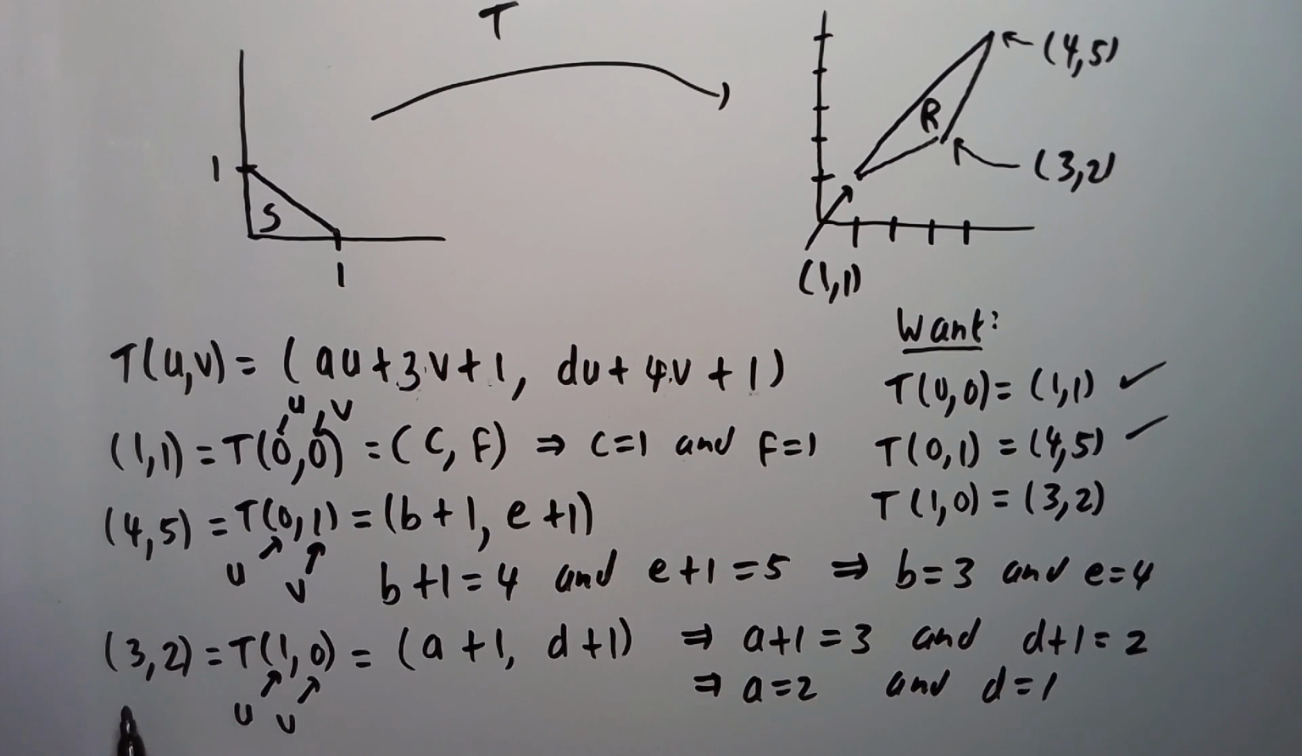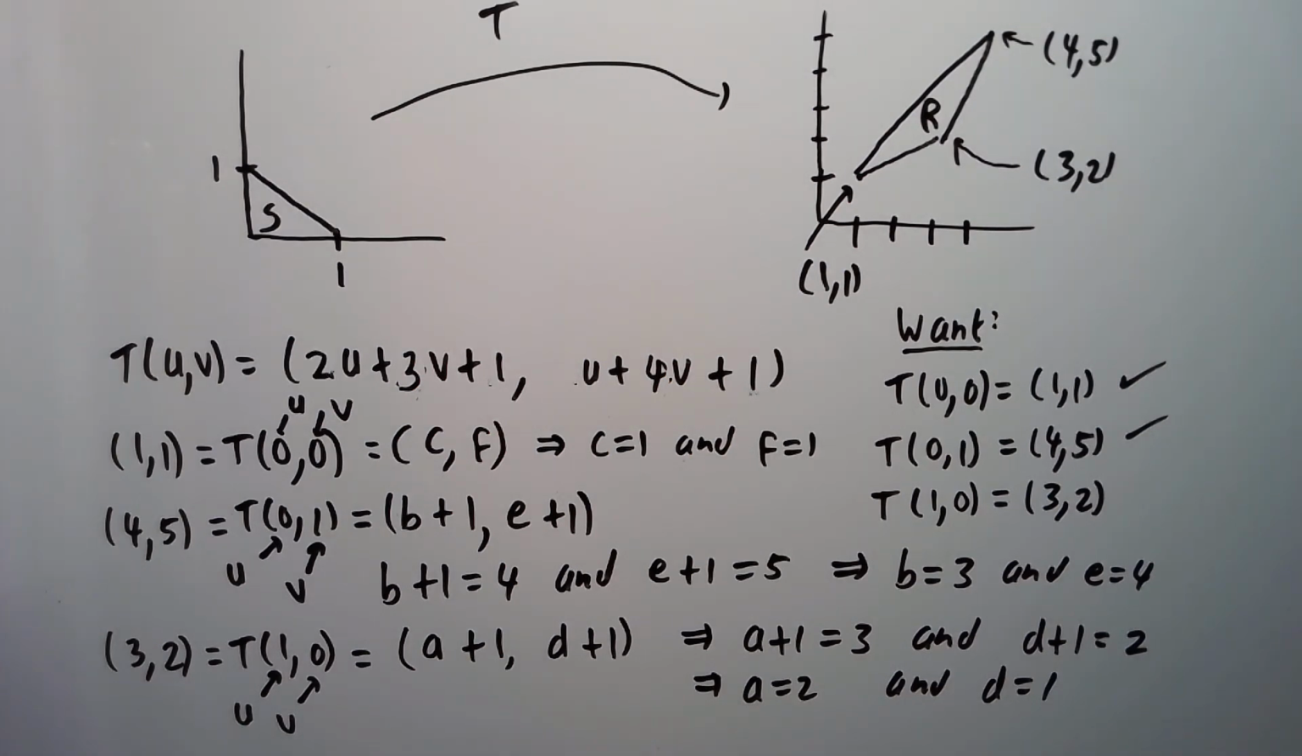Okay, so doing the last one, (3, 2) equals T of (1, 0). So put 1 in place of u and 0 in place of v, and you'll get a plus 1, comma, d plus 1. That is, a plus 1 has to equal 3 and d plus 1 has to equal 2. Solving, we get a is 2 and d is 1.